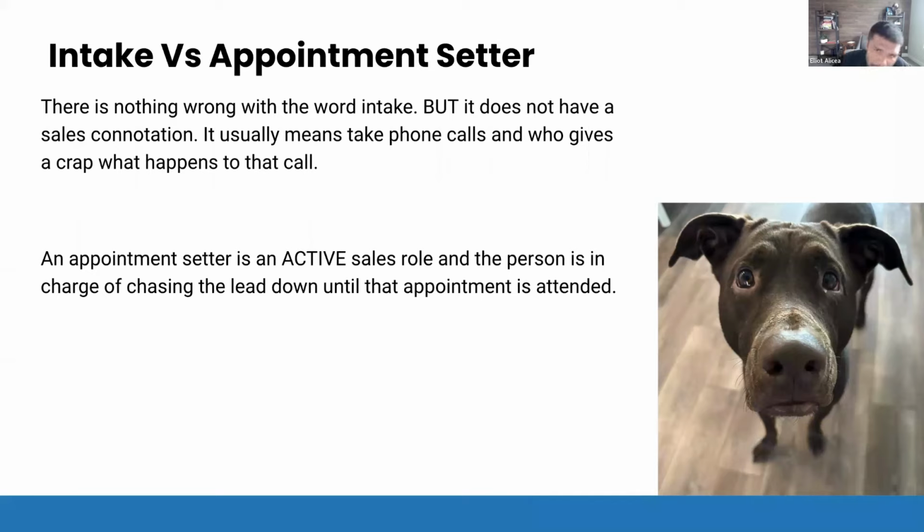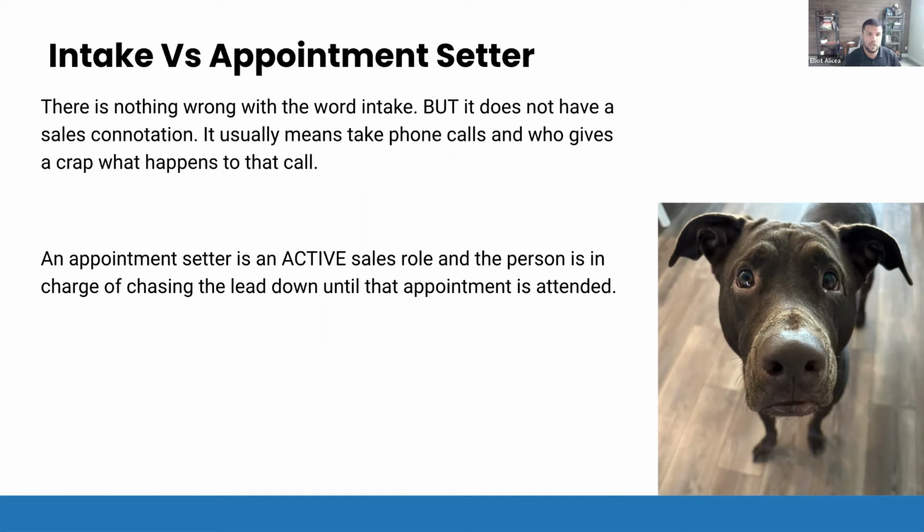First, I want to talk about intake versus appointment setting. There's nothing wrong with the word intake, but it does not have a sales connotation to it. It usually means take phone calls and who cares what happens to that call. That is kind of the expectation that is set for the receptionist or the intake person. It's not necessarily a sales job in their mind, so they don't have a sales hat on, they don't have a sales personality, and they don't treat each call as if it's a sales call.